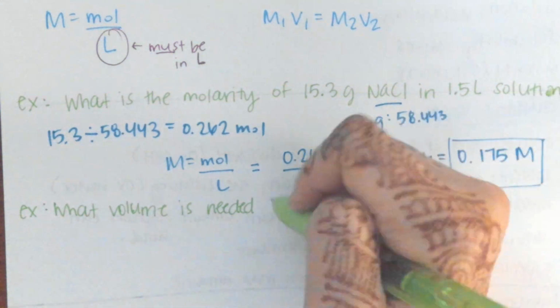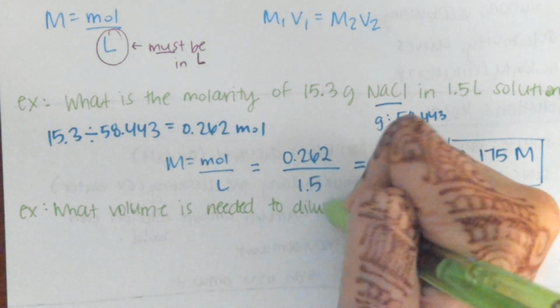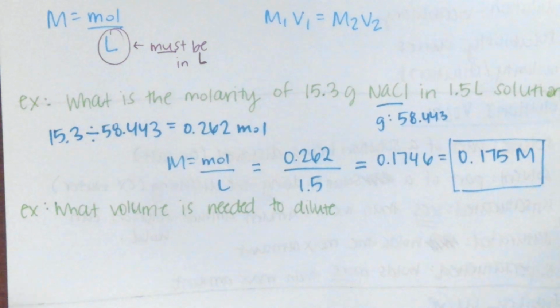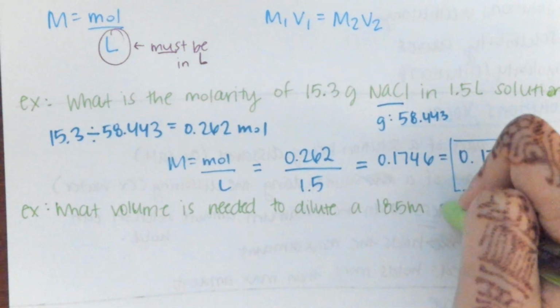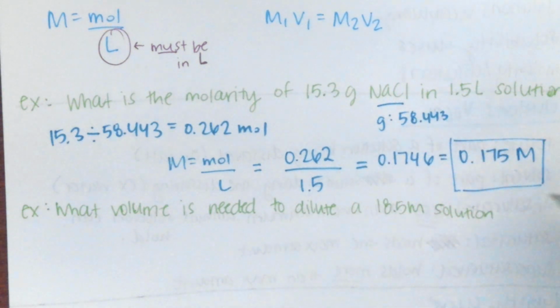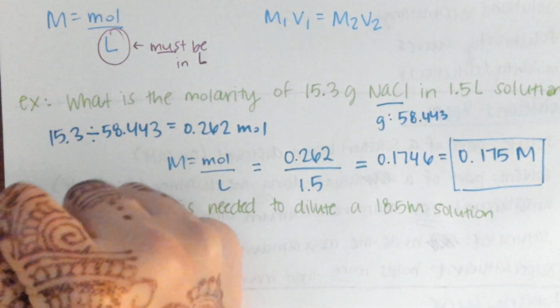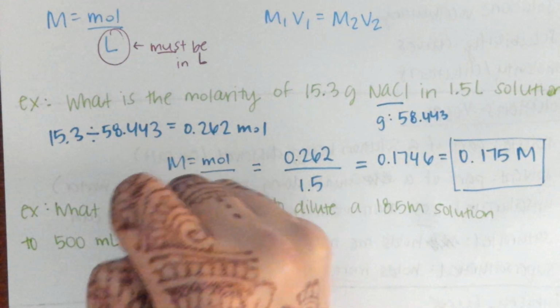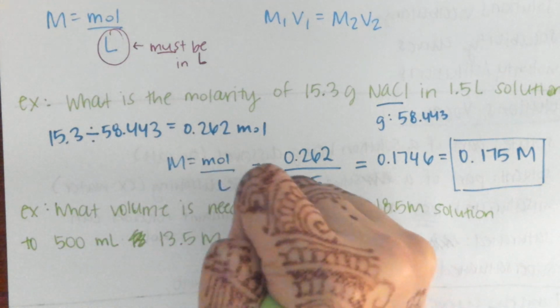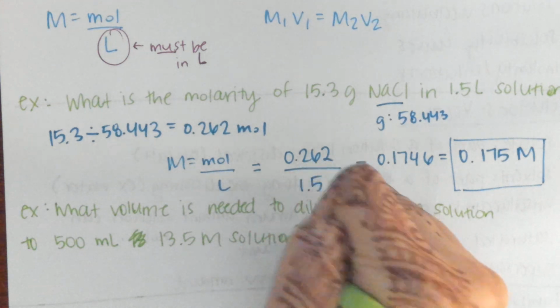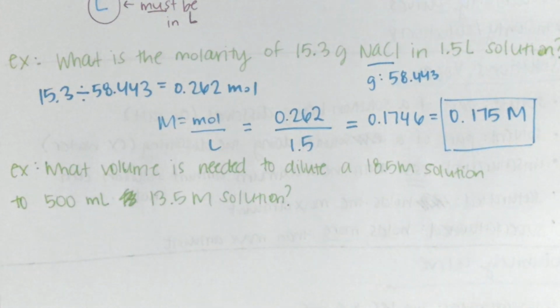So, what volume is needed to dilute a 18.5 molar solution to 500 milliliters, using a 13.5 molar solution? All right. So again, I know you know how to algebra. You know how to plug it into the calculator. It's all about reading. You have to read.